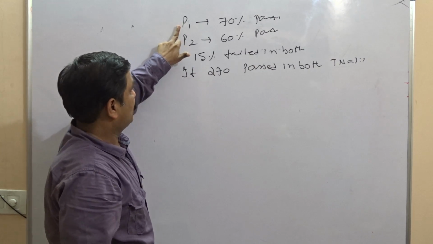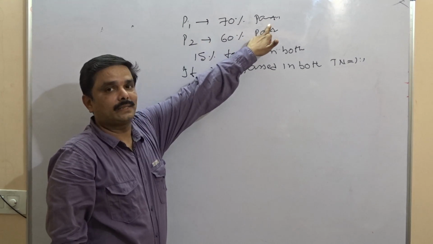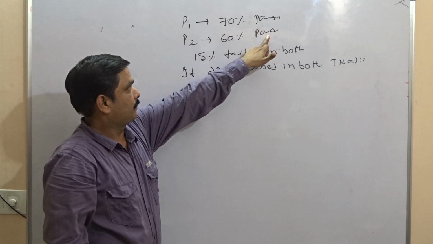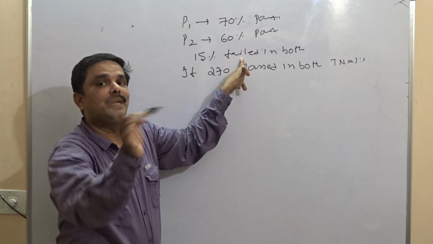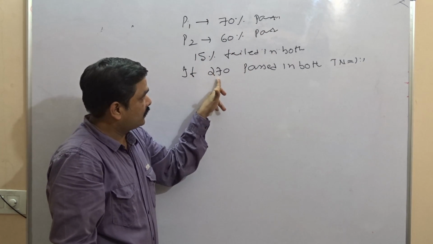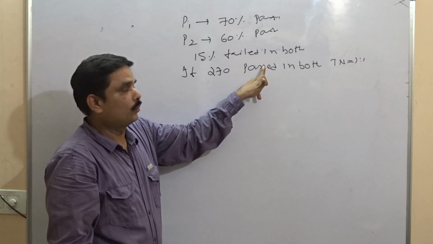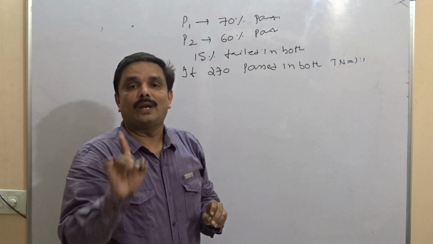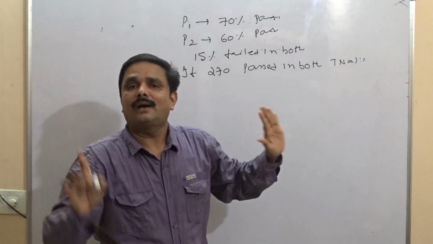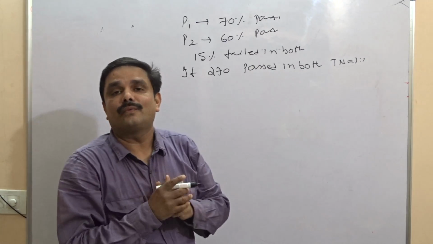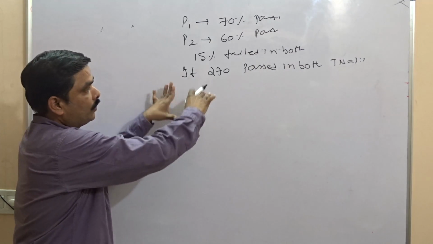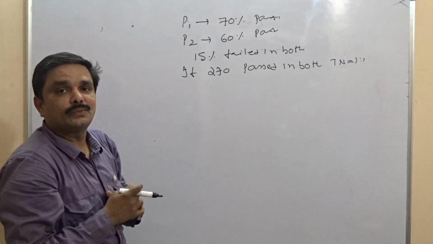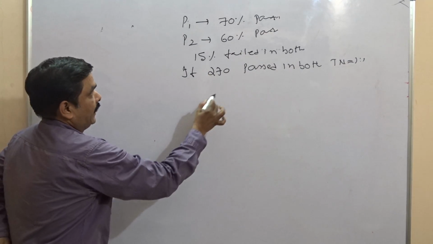In an examination, in paper 1, 70% passed. Paper 2, 60% passed. But 15% failed in both. Then if 270 students passed in both the subjects, what is the total number of students in that class? Now how to go for this one? Simply, I am going to use the Venn diagram for this one.